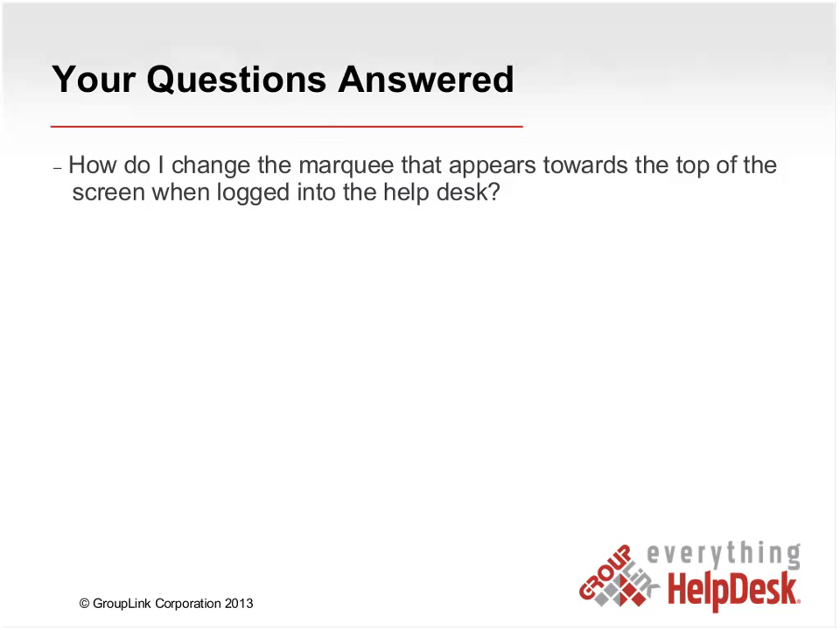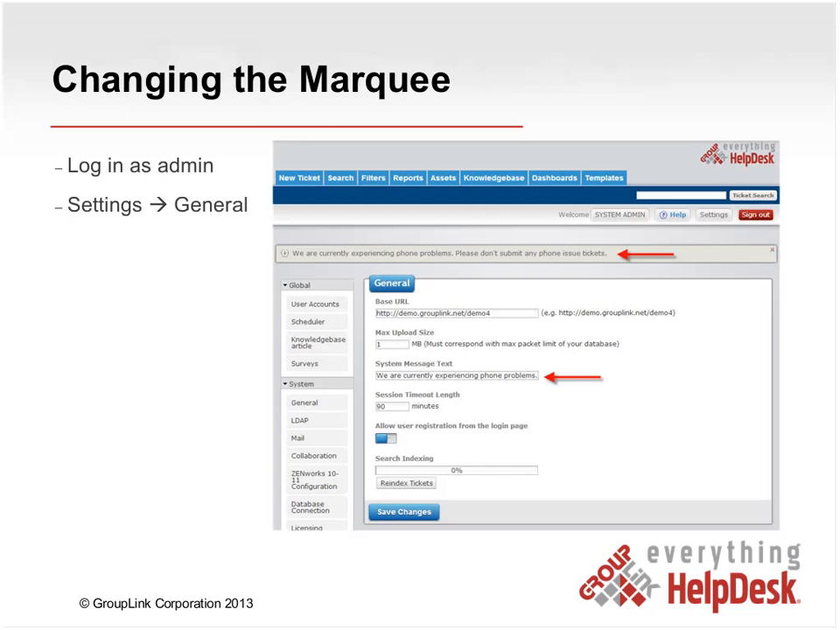All right, thanks, Keaton. We do get this question from time to time: how do I change the marquee? And this is actually really easy to do. First of all, you will need to log into the help desk as an admin. Then you'll click on the Settings tab, and then on the left-hand side of the screen under System, you will click the General tab. Then you'll see System Message Text. You can go in there and type in whatever message you would like. Simply click on Save Changes, and there you have it.